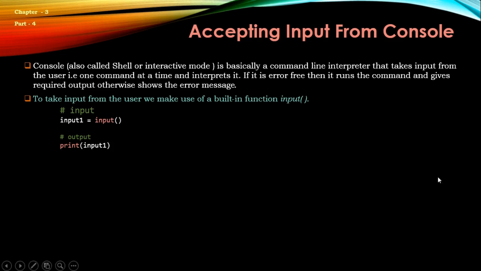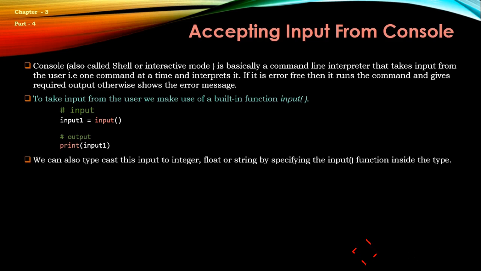Now let's see. Input one is equal to the input function, and you can give any message here. Automatically whatever we enter will be stored in input one, and to print it we have to give this. Just now we have seen the example also, but this will take the input in the form of a string. Now the question is, if I have to enter any integer type or float type or any other type, then what do I have to do? So we can also typecast this string input to integer, float or string by specifying the input function inside the type.